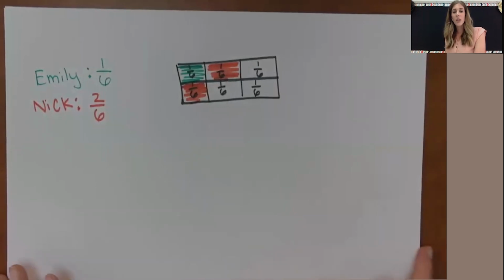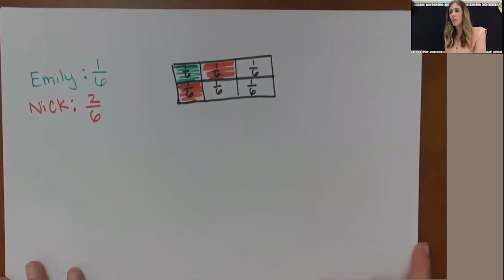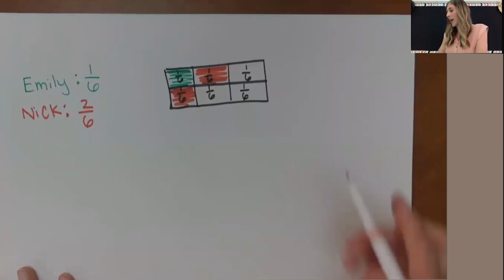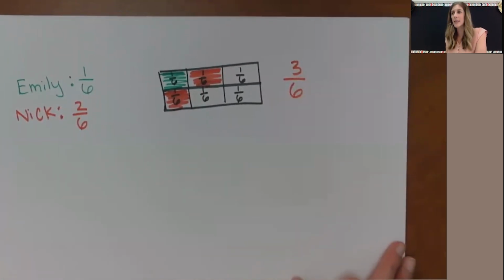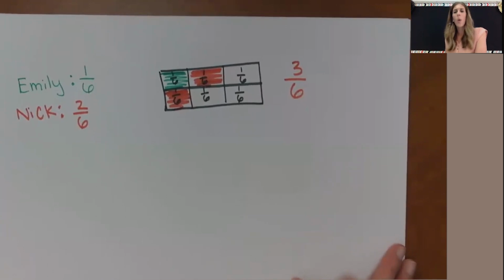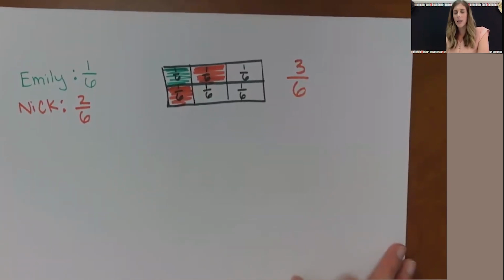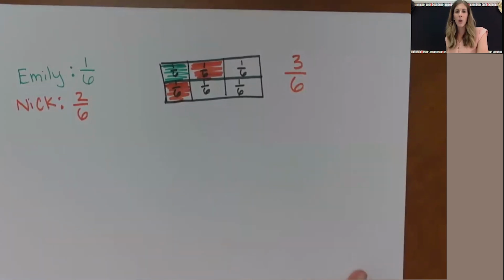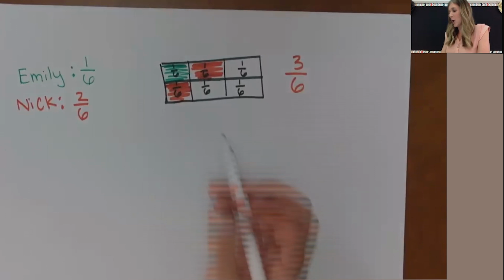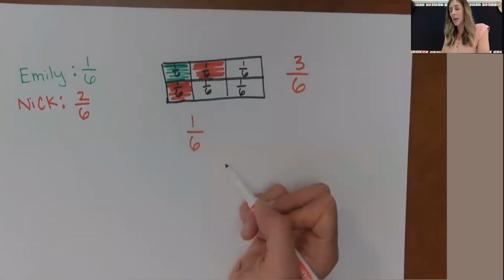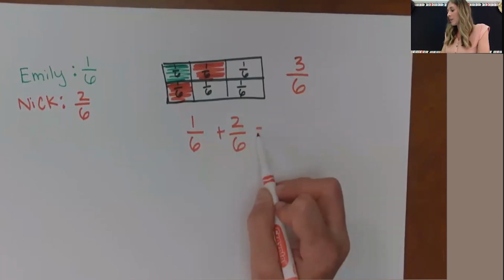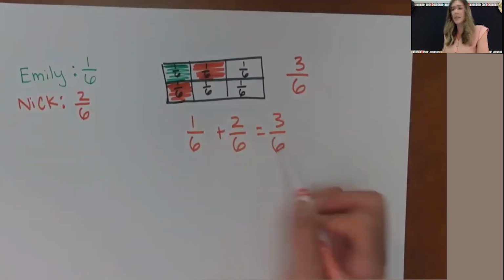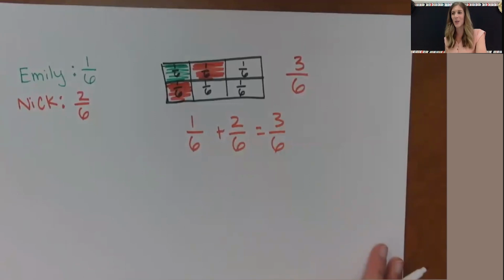So what fraction of the bag did they eat all together? Great, 3/6. They ate a total of 3/6 of the bag. What addition equation could we write that would match our model? Great job. 1/6, the amount Emily ate, plus 2/6, the amount Nick ate, gives us a total of 3/6, the amount that they ate together.